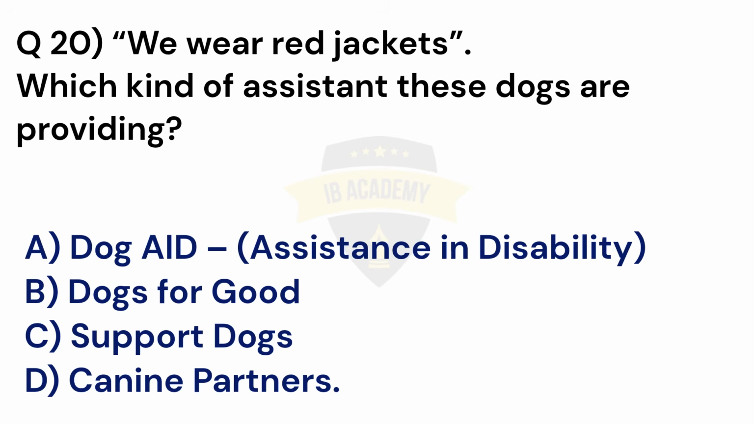Question 20. We wear red jackets. Which kind of assistance these dogs are providing? Option A. Dog aid, assistance in disability. Option B. Dogs for good. Option C. Support dogs. Option D. Canine partners. The correct answer is option A. Dog aid, assistance in disability, wear red jackets. They are for physically disabled adults. Remember, though, that an assistance dog may not always wear a jacket.